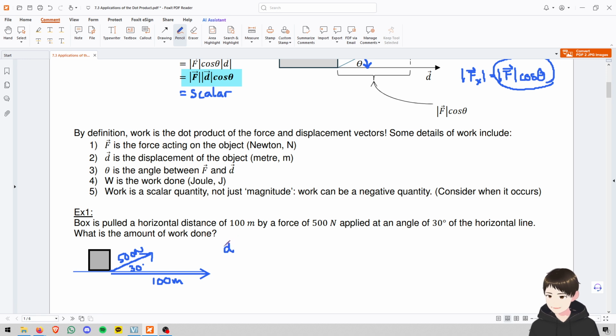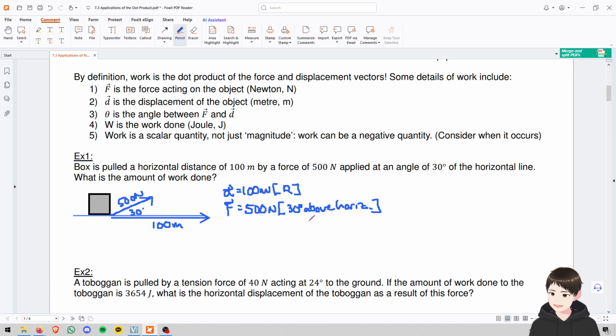So my displacement vector is 100 meters. I'm going to say just to the right or east. I don't know, let's just say right. And the force itself is 500 newtons, east, 60 degrees. Sorry, north, 30 degrees above horizontal. What is the amount of work done?